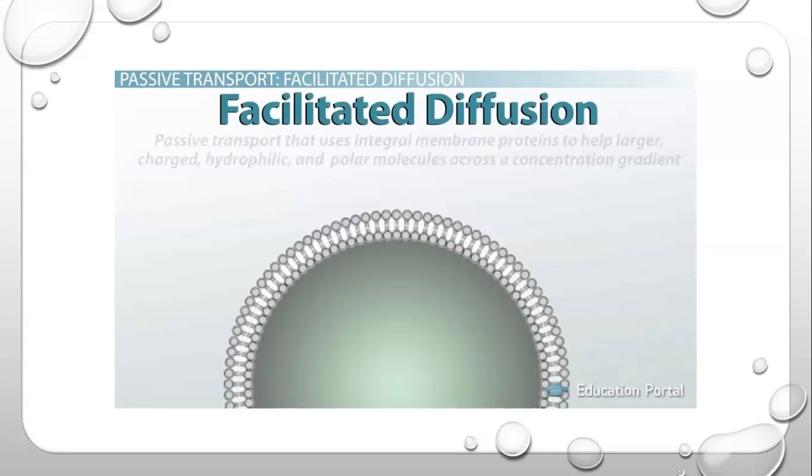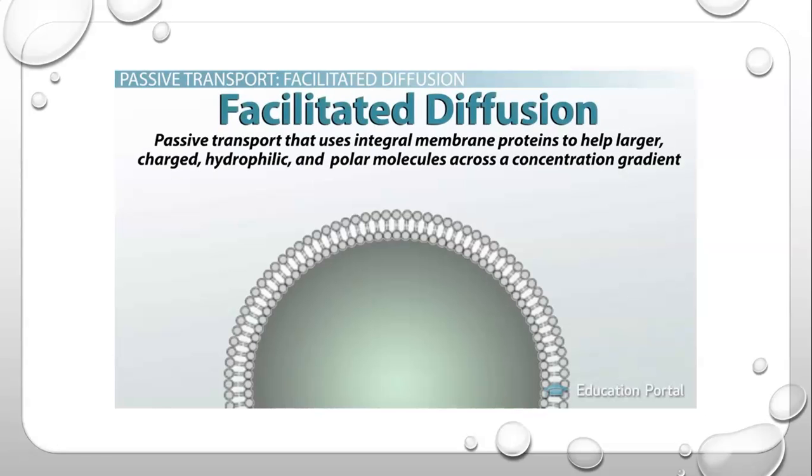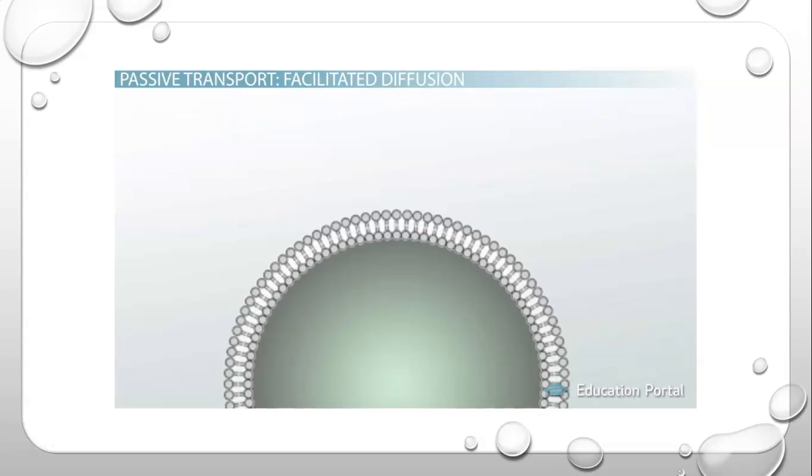So facilitated diffusion is passive transport that uses integral membrane proteins to help larger, charged, hydrophilic, and polar molecules across a concentration gradient. Remember that integral membrane proteins span the phospholipid bilayer, connecting the inside and the outside.